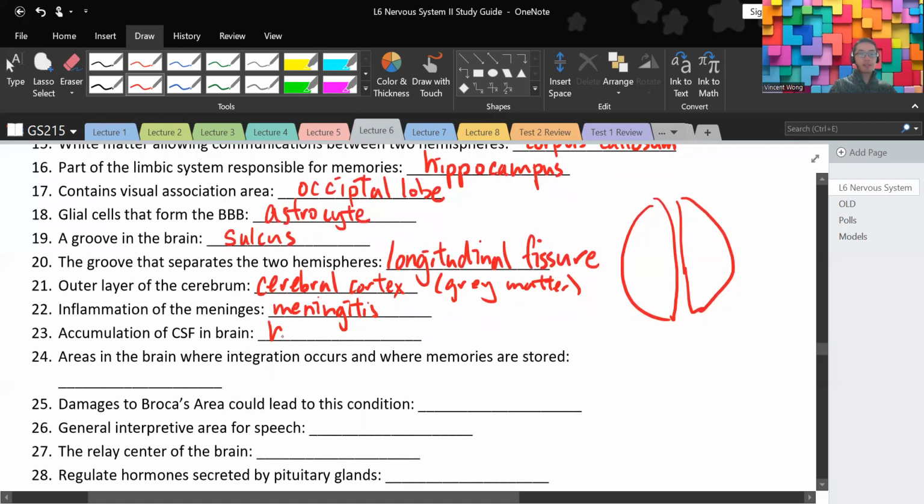Accumulation of CSF, that's the hydrocephalus, right? Caused by the buildup of CSF in the brain because it's not draining properly. There's a blockade.